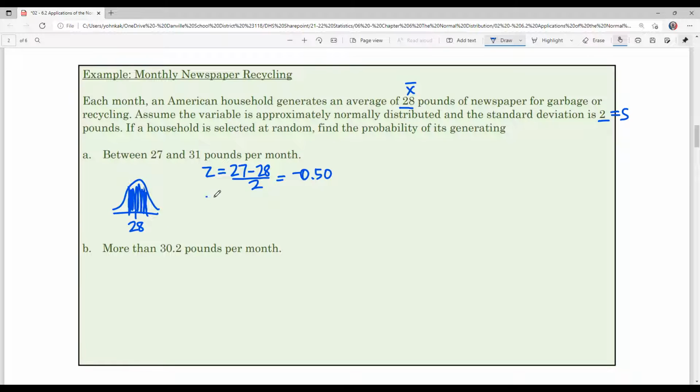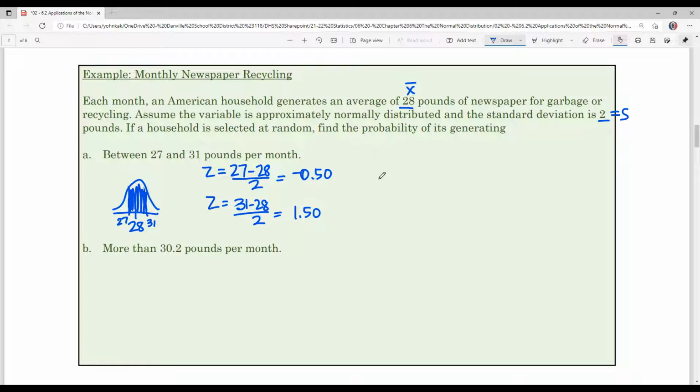Then I'm going to find a z-score for the other side. And I guess I could put these on here. 27's on the left, 31's on the right. So then I do my z-score for 31: 31 minus 28, and I divide by 2. This is going to give me 3/2 or 1.50. So there's my two z-scores, 1.5 standard deviations to the right, half a standard deviation to the left.